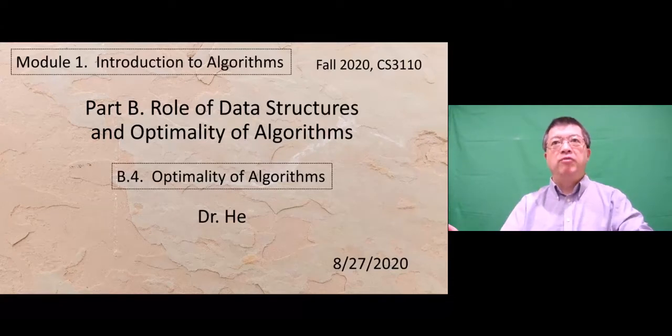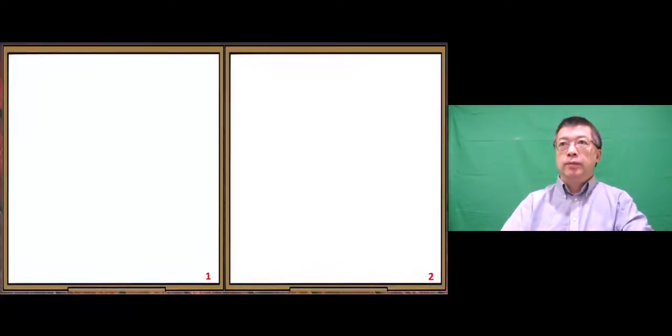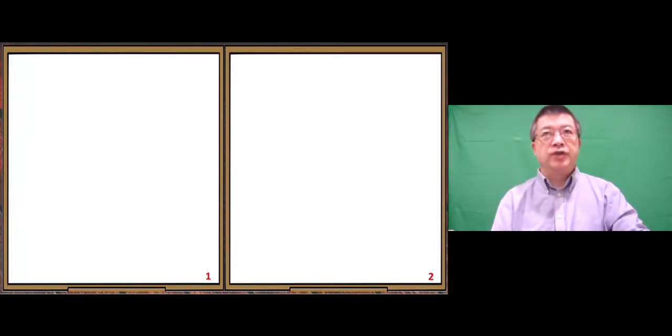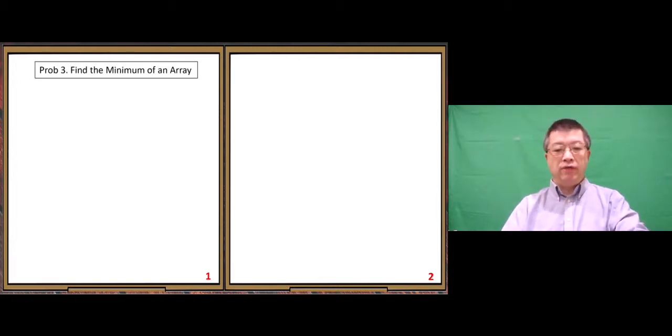The last part of part B, B.4, optimality of algorithms. All right, first, let's look at the new problem we want to solve. Find the minimum of an array.